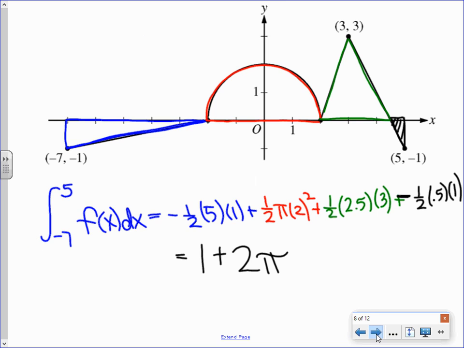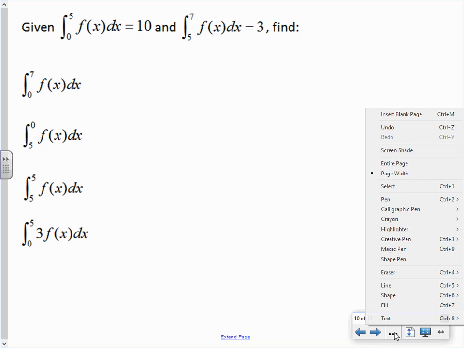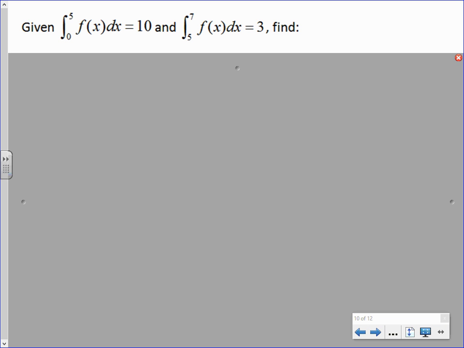So what I want you to write down in your notes, this is the last example, is this right here. The integral from 0 to 5 of f of x dx is 10, and the integral from 5 to 7 of f of x dx is 3. Without this, your notes will mean nothing as far as going back and looking at this example.